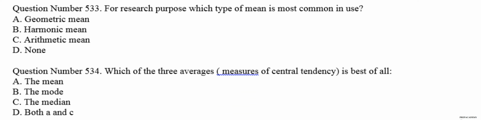Question number 534. Which of the three averages, measures of central tendency, is best of all? A. The mean. B. The mode. C. The median. D. Both A and C. The correct answer is option A, the mean.